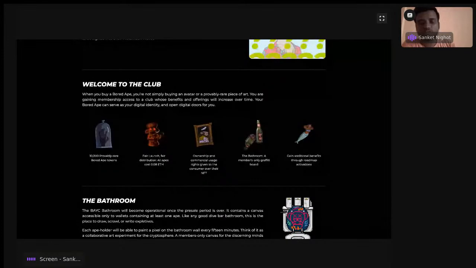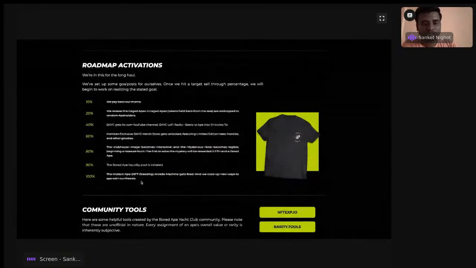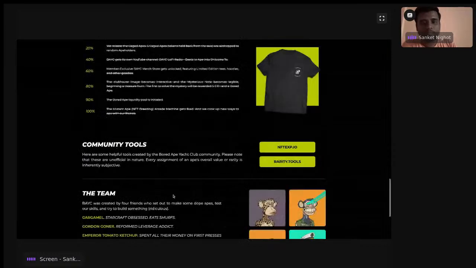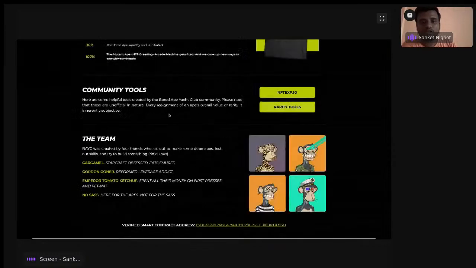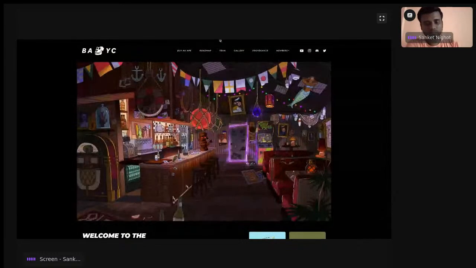So what is the roadmap? You can see here their community tools, then the team. You can look into the project here. Now let's move to our third one. The third project is Axie Infinity.